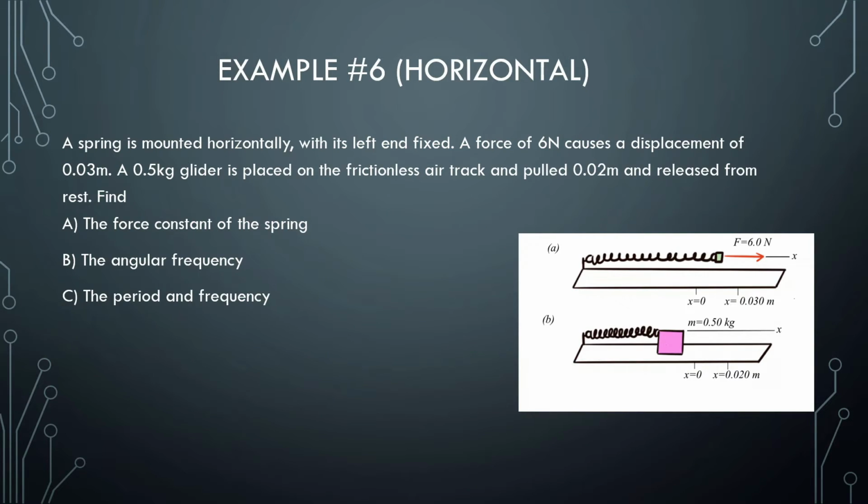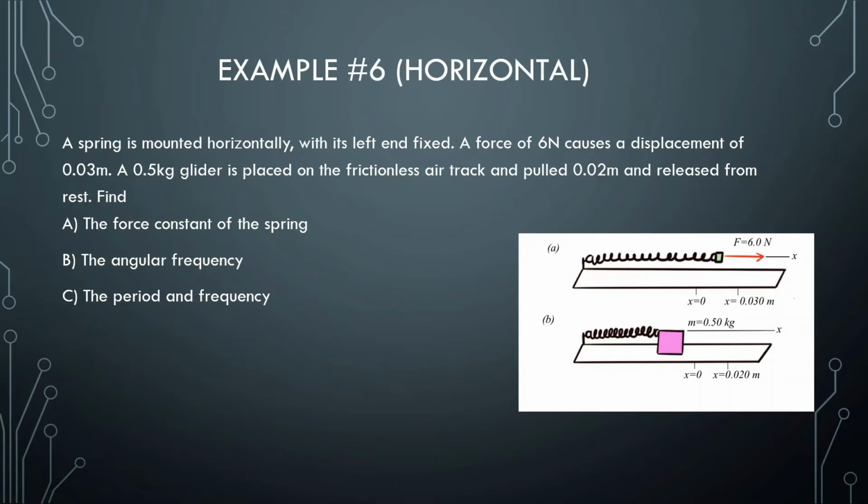A spring is mounted horizontally with its left end fixed. A force of 6 Newtons causes a displacement of 0.03 meters. A 0.5 kilogram glider is placed on the frictionless air track, pulled 0.02 meters, and released from rest. Find the force constant of the spring.